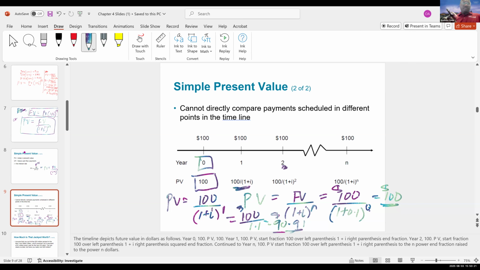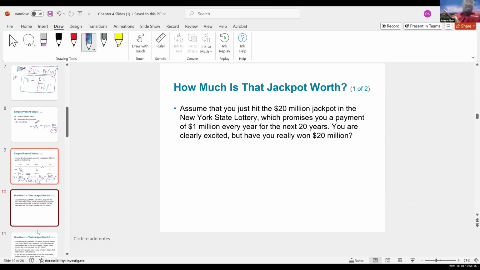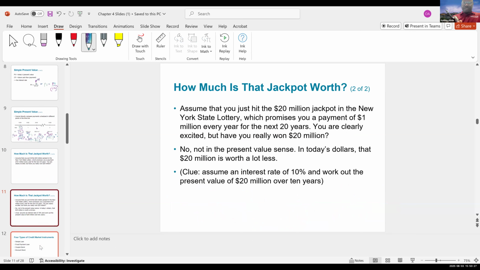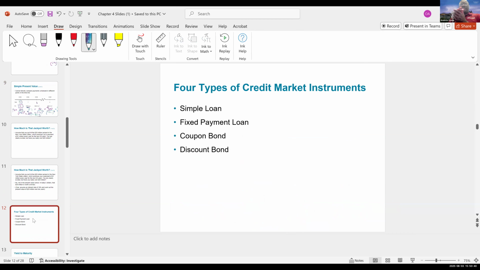Okay. So I want us to talk about, we're going to talk about this low rate question for sure later on. But I want us to understand this present value in the context of a simple loan. So we are going to apply this to these 4 credit market instruments.